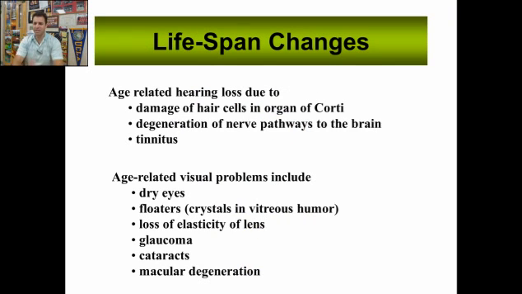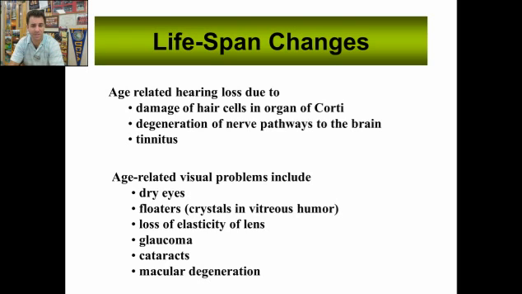So we all know that as you get older, your eyes go bad, your ears go bad, and so on. Specifically going back to hearing, when you get old, your hair cells in the organ of Corti begin to get damaged over time, which causes hearing loss, and then the nerve pathways to the brain start to become diminished. They degenerate, and then tinnitus. Tinnitus is that sound that you hear occasionally, and this is tied to that hearing loss, of course.